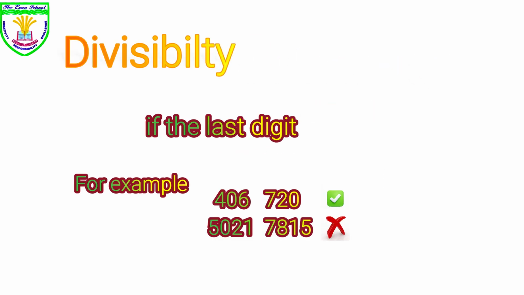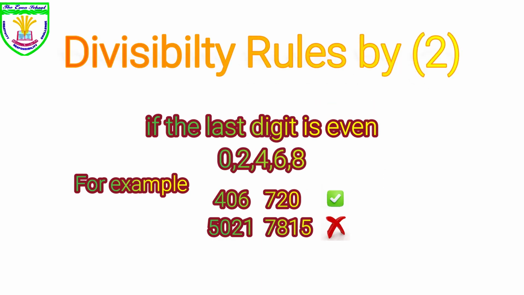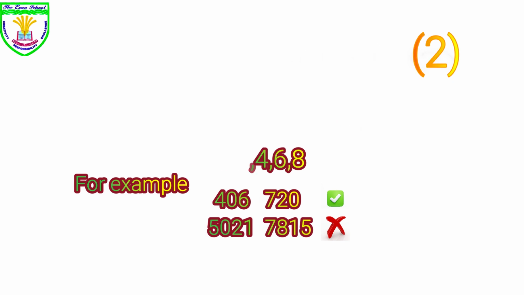Let us take another example, 5021 and 7815. The last digit of these numbers is not even, so these numbers are not divisible by 2.